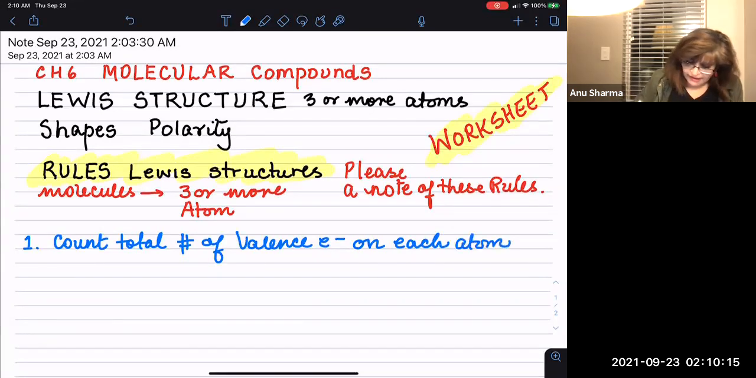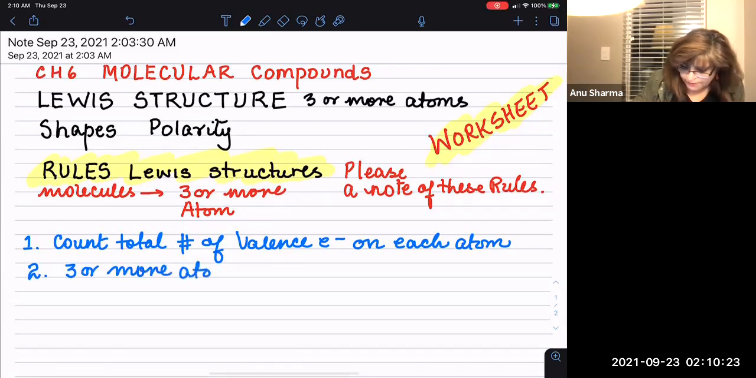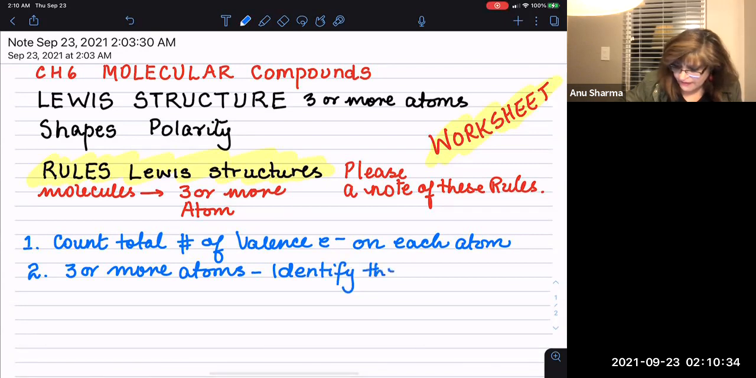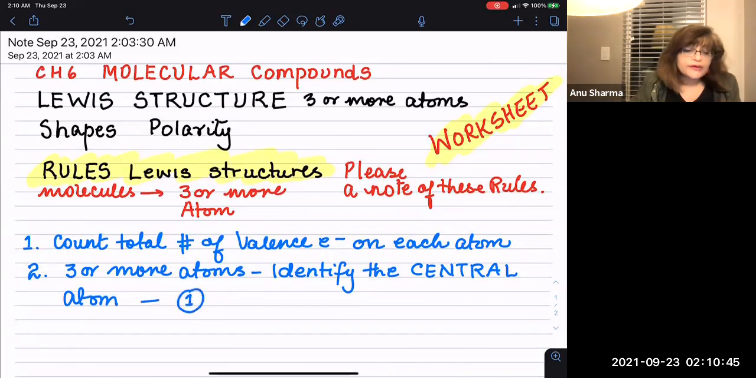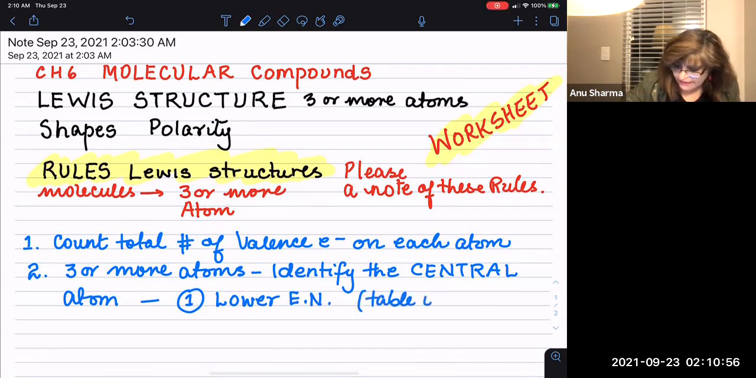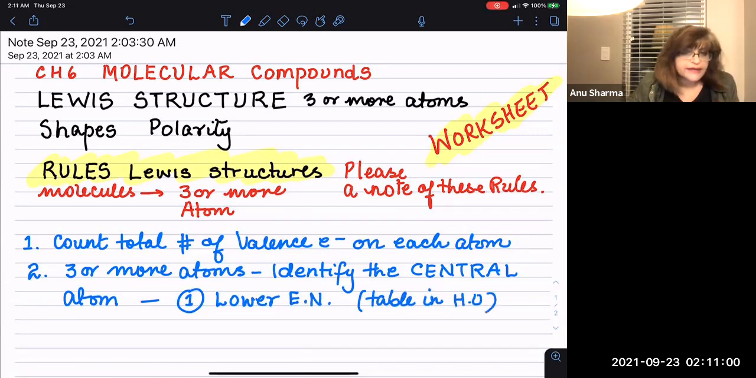Next is identify if there are three or more atoms. Obviously, one of them is going to be in the center. So out of these three or more atoms, identify the central atom. Now, on what basis are you going to do that? Identify the central atom, number one, based on the lower electronegativity. For that, you're going to look at the table in the handout, or you just kind of know which of the atoms will have a lower electronegativity and which one would be higher.